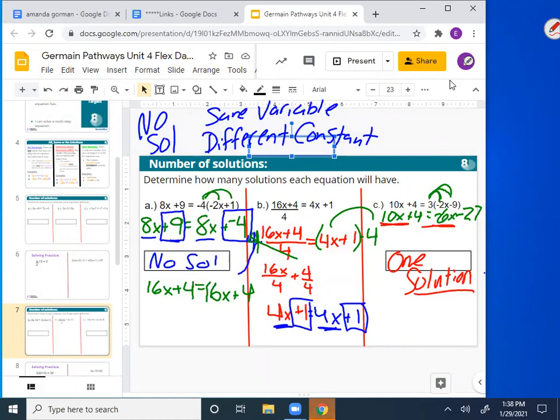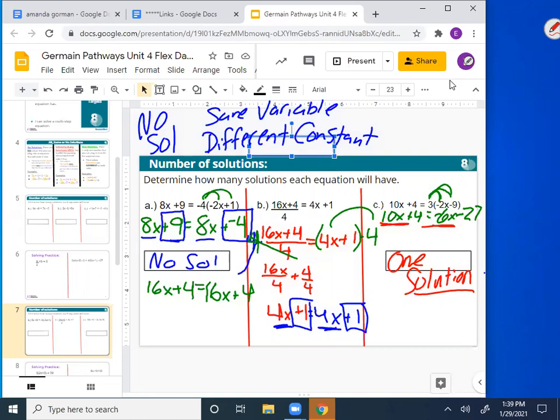We want to make sure that we remember those rules: when we have different variables, automatically you say it has one solution. Then if it has the same variables, you need to look at the number of constants. Are they the same? Are they different? And then you make a decision. Okay?